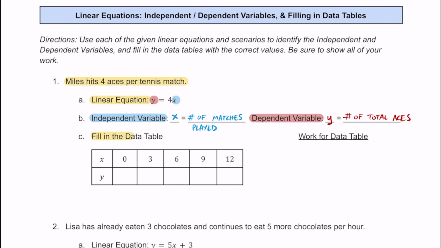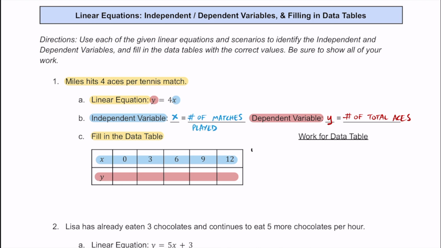Now let's go ahead and fill in our data table together. Here are each of our x values, so these are all just different numbers of matches played by Miles. And our job here is to figure out the value of y in each of these scenarios, or the total number of aces depending on how many matches that he plays. Let's go ahead and use this linear equation here and substitute in 0 in for x to figure out how many aces he hits in 0 matches.